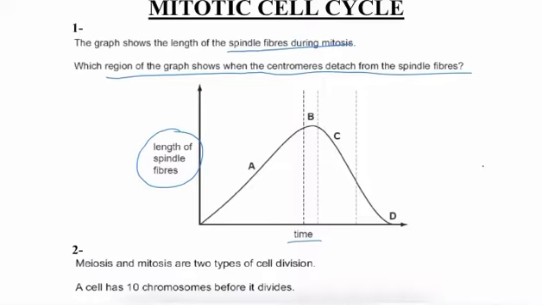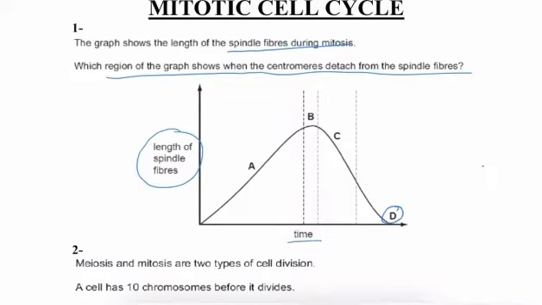Always remember that centromeres detach from the spindle fibers in the telophase, because at the telophase the nuclear division ends and the centromeres detach from the spindle fibers. And you should know that in the telophase the length of the spindle fibers is shortest. So the answer is D.